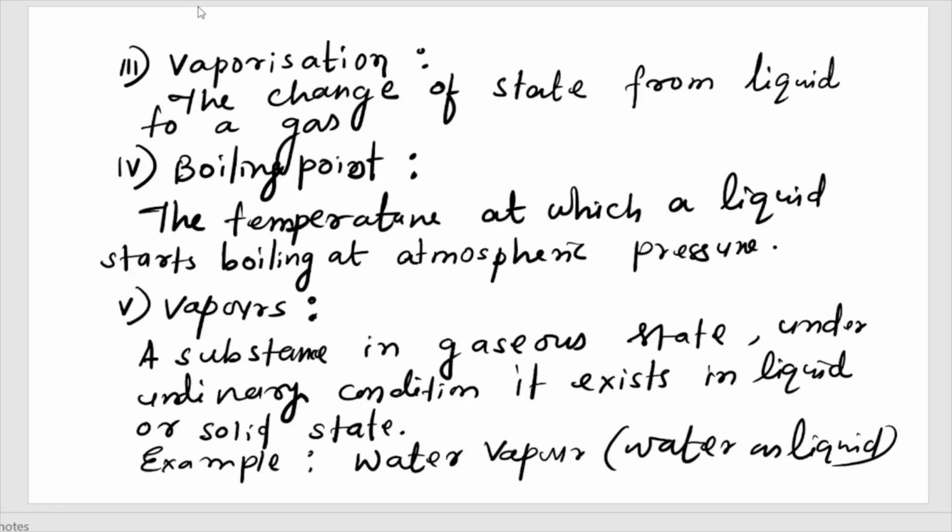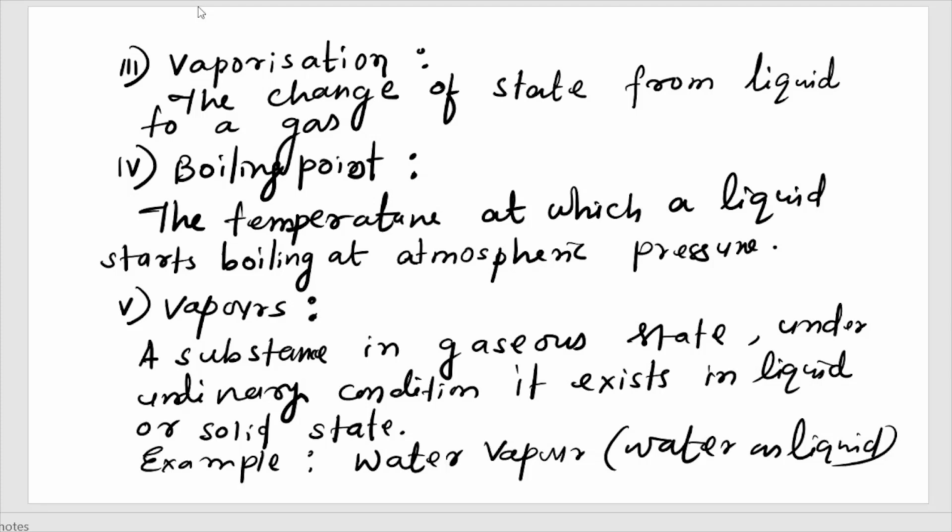Then what is the vaporization process? Vaporize means it changes into gas. The change of state from liquid to gas is called vaporization. In vaporization the liquid boils. What is the boiling point? The temperature at which a liquid starts to boil, at atmospheric pressure. That means pressure is very important. Boiling point and melting point should always be measured at atmospheric pressure.